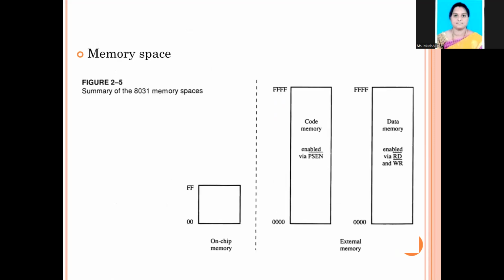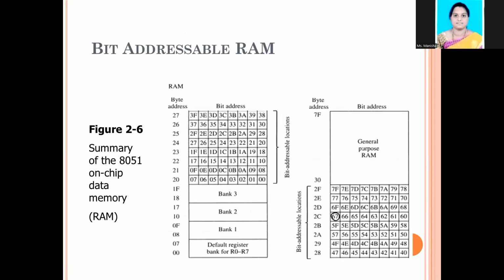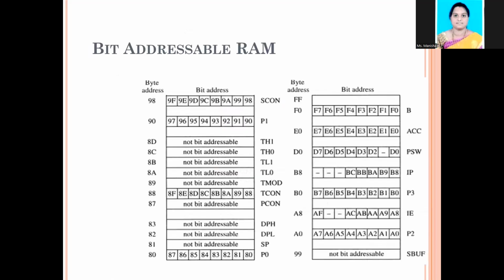So memory space for data memory and code memory will have 0 to FF. FF in hexadecimal represents 8-bit data representation. So if it is bit addressable RAM, each data memory is categorized.